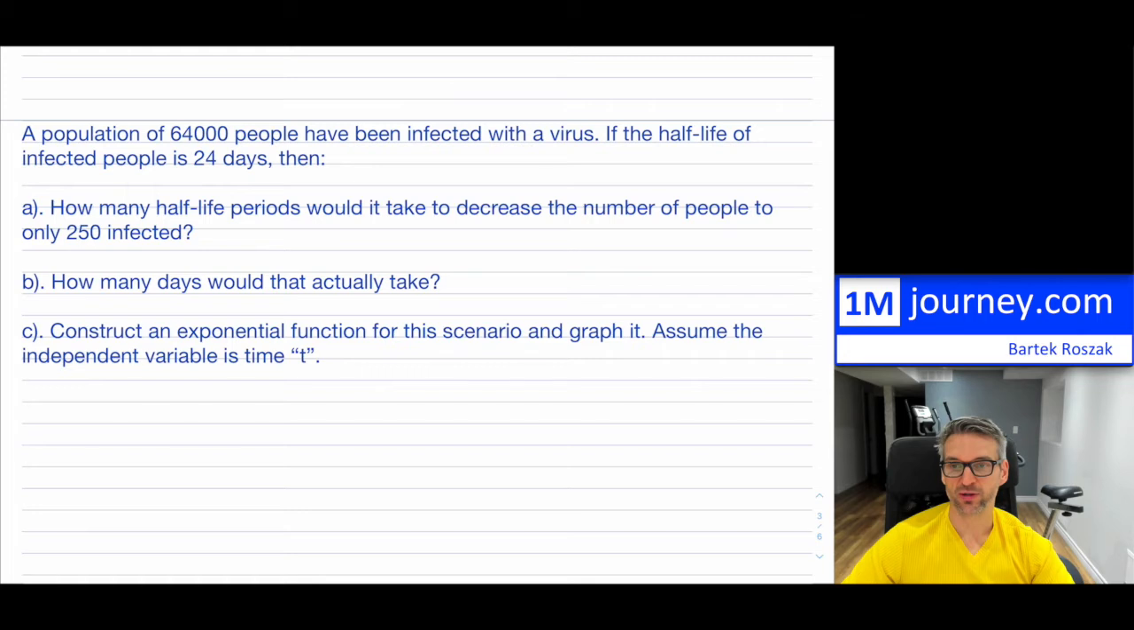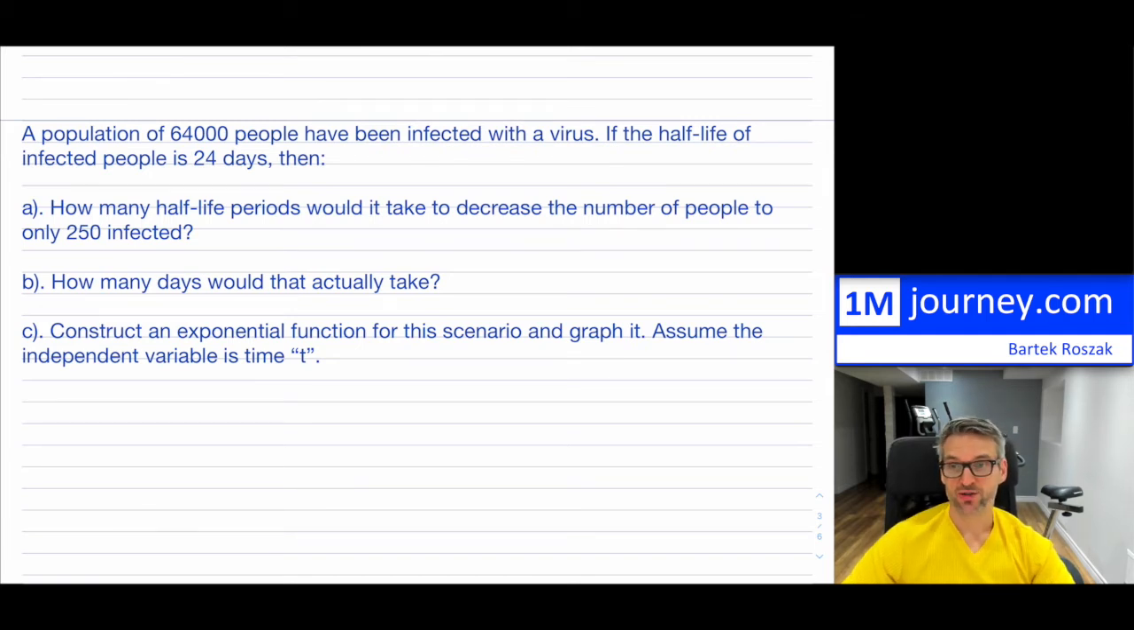A population of 64,000 people have been infected with a virus. If the half-life of infected people is 24 days, then how many half-life periods would it take to decrease the number of people to only 250 infected? How many days would that actually take? And then construct an exponential function for this scenario and graph it. Assume the independent variable is time t.